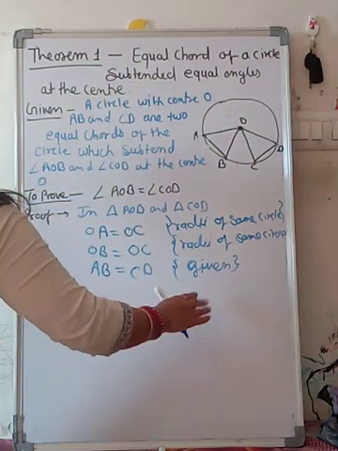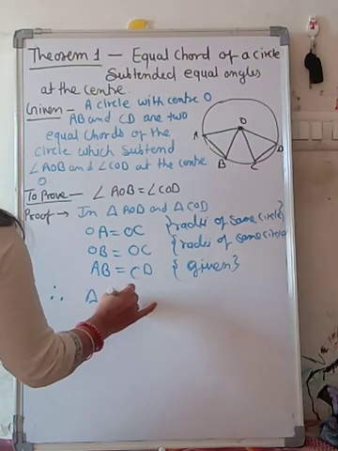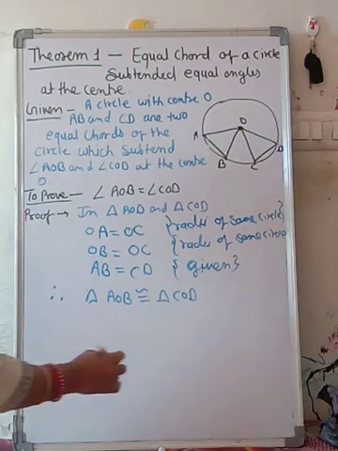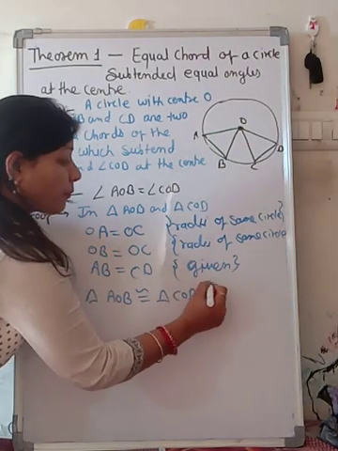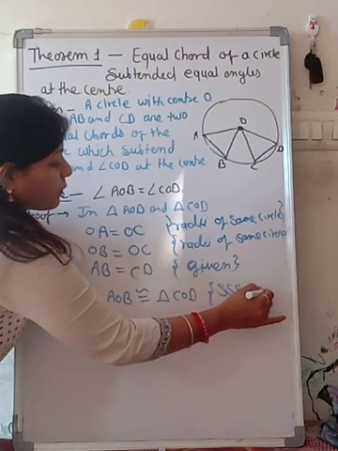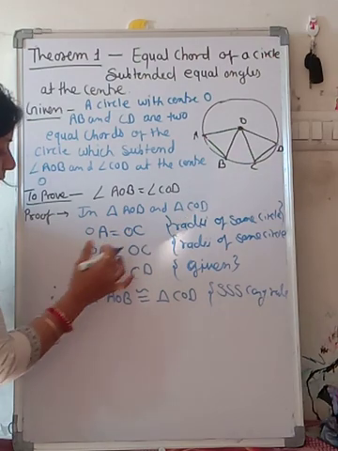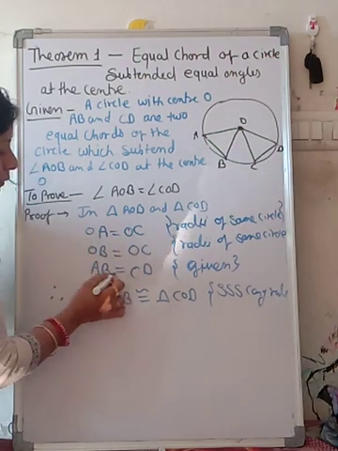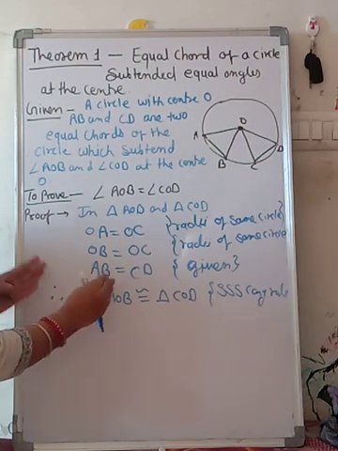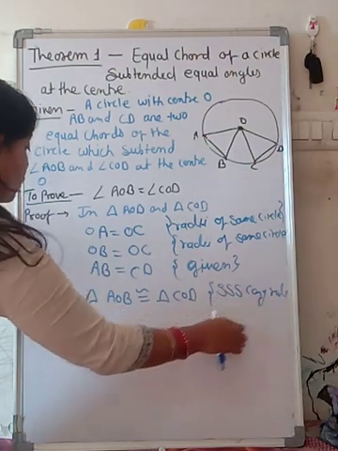Therefore, triangle AOB is congruent to triangle COD by which congruency rule? By the SSS congruency rule, because OA equal to OC is a side, OB equal to OD is a side, and AB equal to CD is a side. All three are sides, so we use the SSS congruency rule.